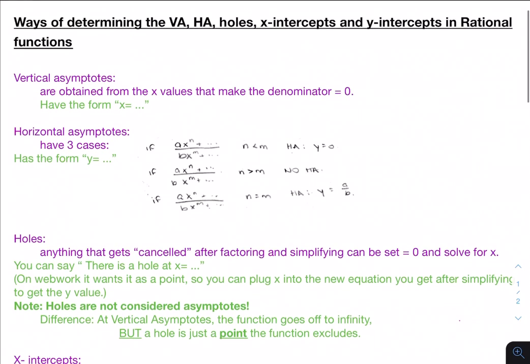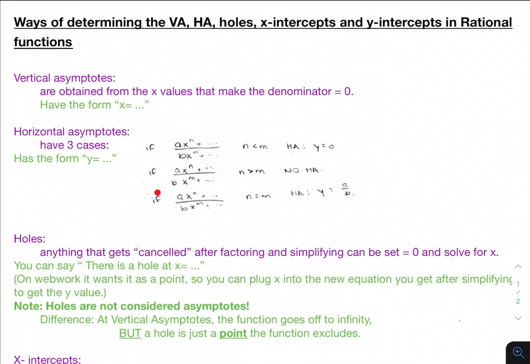Horizontal asymptotes are determined from 3 different cases, and they're right here. They usually depend on the degree of the function. The degree, again, is just the highest exponent of the polynomial. In the numerator, the degree is n, and in the denominator, the degree is m. A and b are just the leading coefficients, the numbers in front of the variable. In this first case, n, the degree in the numerator, is smaller than the denominator. If the numerator's degree is smaller than the denominator's, then your horizontal asymptote is y equals 0.